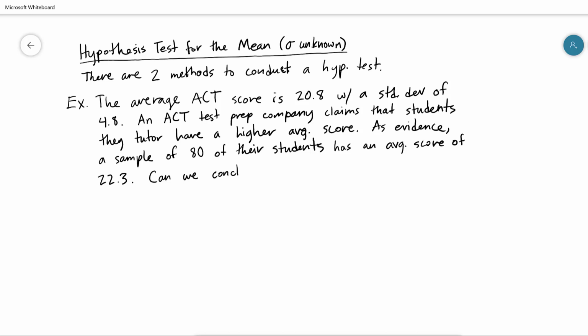Can we conclude that their tutoring is effective? So can we conclude that their students score higher at what we're going to call a significance level? And I'll come back to what this means, but at a significance level of 0.05.